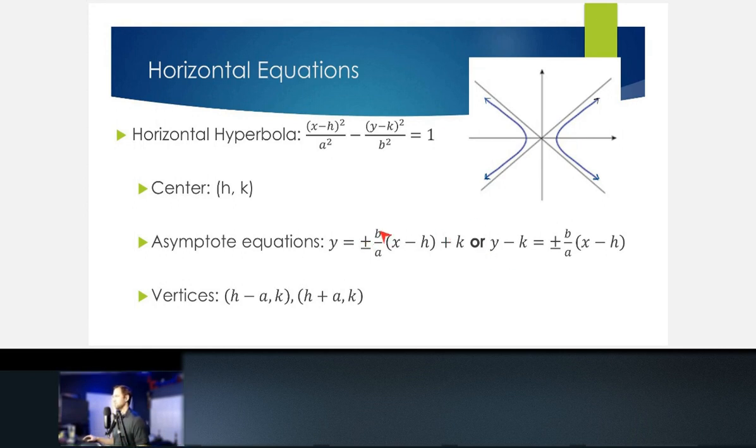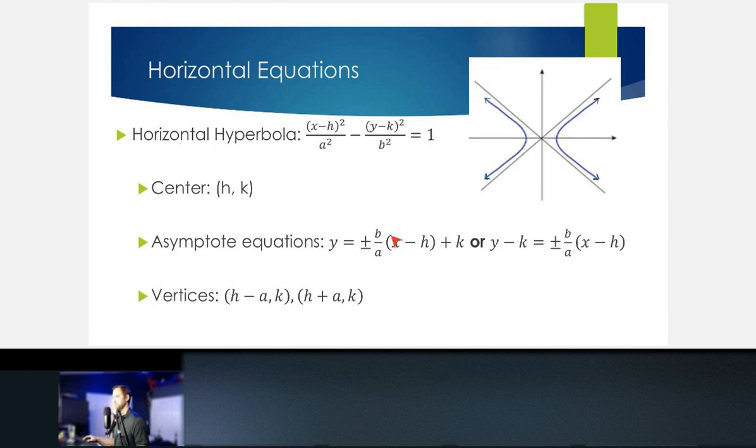Also, note this is b over a. You can think of this as being the slope, so rise over run. If you also notice up here in the horizontal equation, the b value is underneath the y. So this is your rise value. And underneath the x stuff, that is your run. That is the a. So rise over run. If you remember that, you'll be fine whether we're talking about horizontal or vertical equations, which you'll see on the next page.